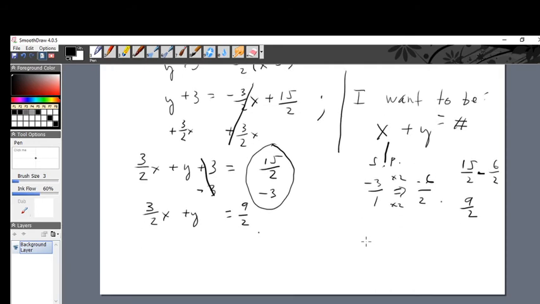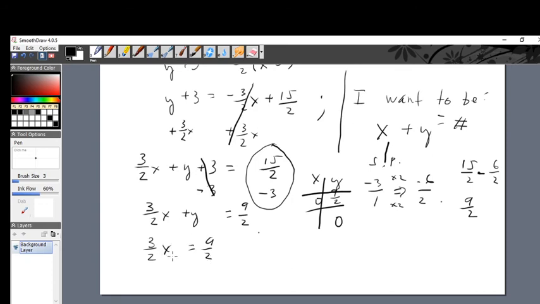I need more room. Okay, so now let's do our tic-tac-toe: x, y, 0, and 0. If x is 0, what is y? Well, this is gone, so y is equal to 9 halves. All right. What about if we say y is 0? So it would be 3 halves x, y would turn into 0, equals 9 halves.